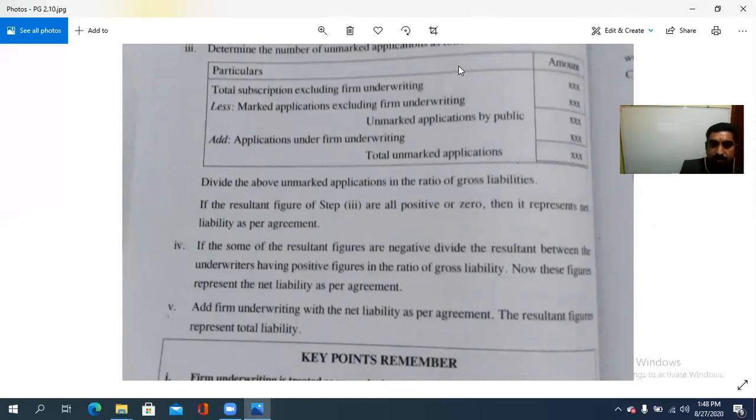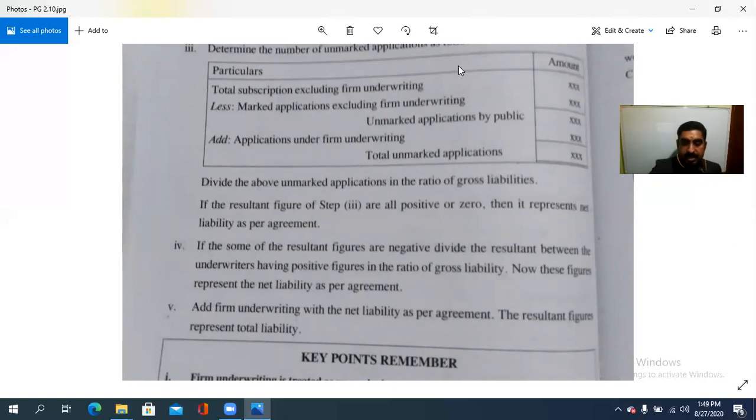If some of the resultant figures are negative, divide the resultant between the underwriters having positive figures in the ratio of gross liability. അതായത് നമ്മൾ നെറ്റ് ലയബിലിറ്റി കാണുമ്പോൾ അതിനകത്ത് സർപ്ലസ് വരുന്നുണ്ടെങ്കിൽ ആ എമൗണ്ടിനെ ഗ്രോസ് ലയബിലിറ്റിയുടെ ആ ഒരു അണ്ടർറൈറ്ററെ ഒഴിവാക്കിക്കൊണ്ടുള്ള ബാക്കി റേഷ്യോയിൽ എടുക്കും. Now these figures represent the net liability as per the agreement, and add the firm underwriting to the net liability, and the resultant figure will be the total liability.